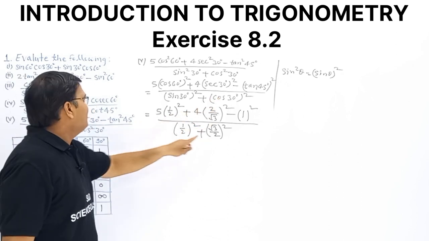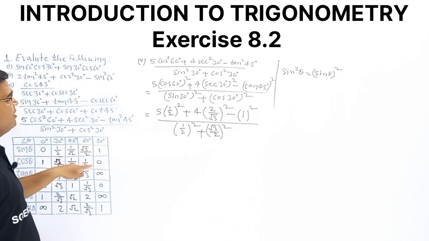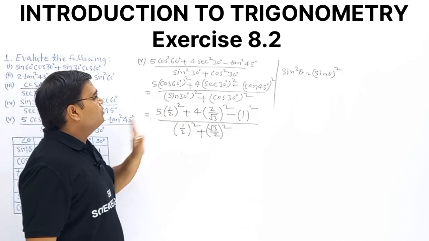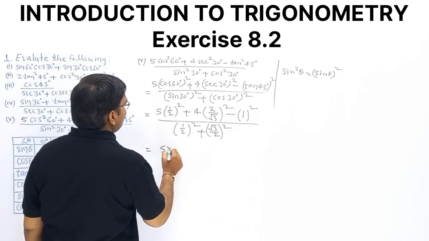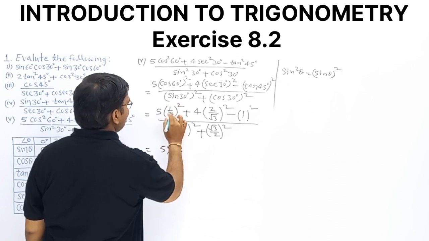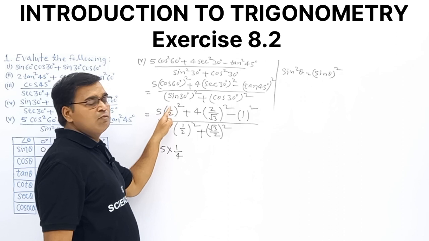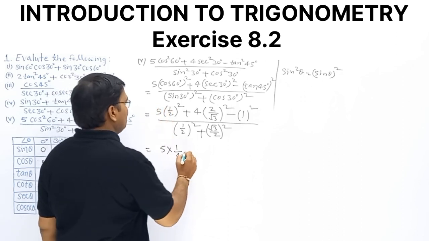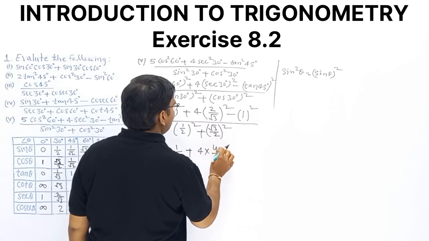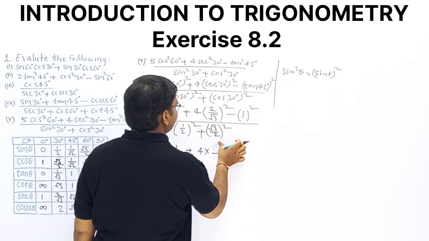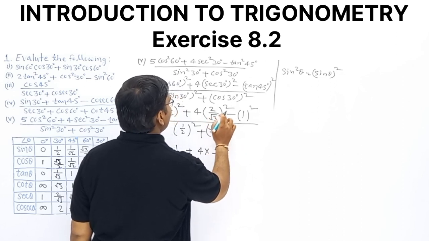So cos 30 is square root of 3 by 2. Sin 30 is 1 by 2 whole square. Solve this square. 5 into 1 square will be 1. 2 square will be 4. In fractions we will square numerator and denominator both. Plus 4 into 2 square will be 4. 2 square will be what? 4.